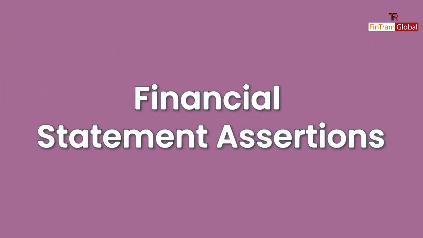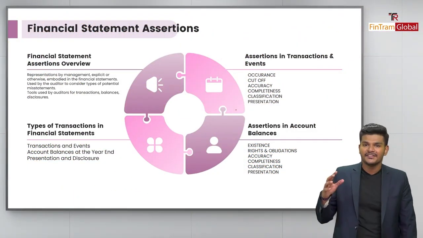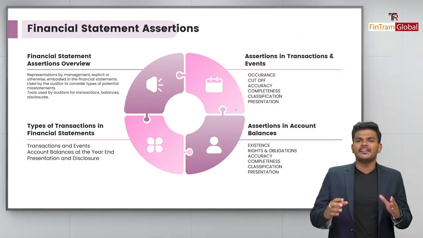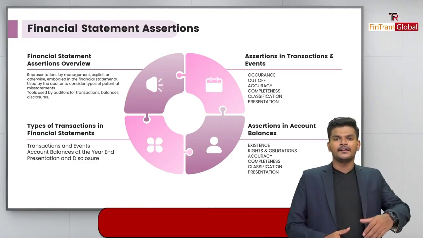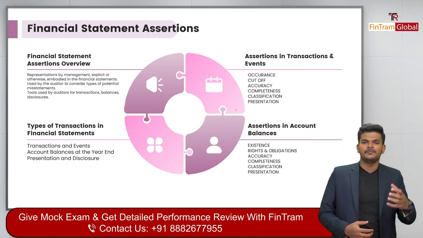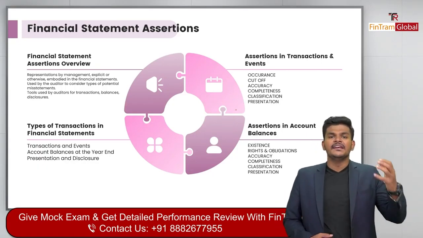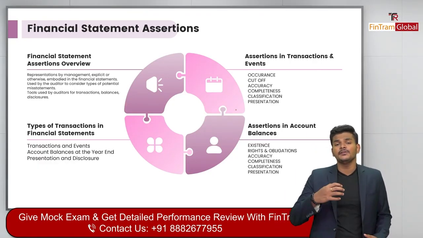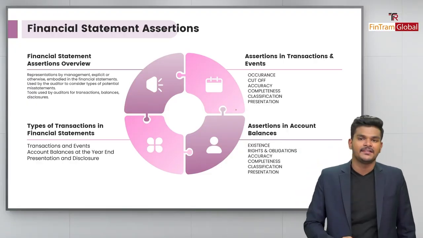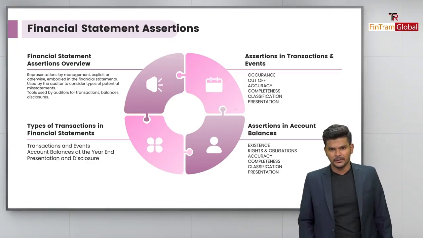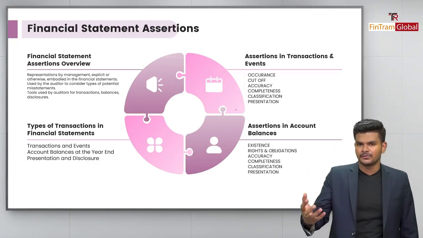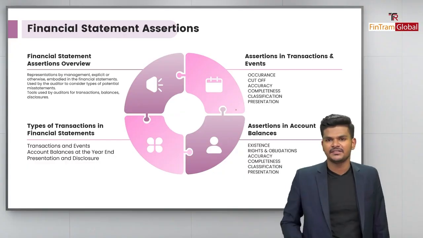So first of all, I'm going to get started with financial statement assertions itself, right? So remember, guys, within the financial statements, there are three categories. There are transactions and events, which are the items recorded within the statement of profit and loss. And then there are the account balances, which you can find in the balance sheet, or as we call it, the statement of financial position. And thirdly, there are of course the notes to the financial statements, which contain all the presentations and disclosures, right?